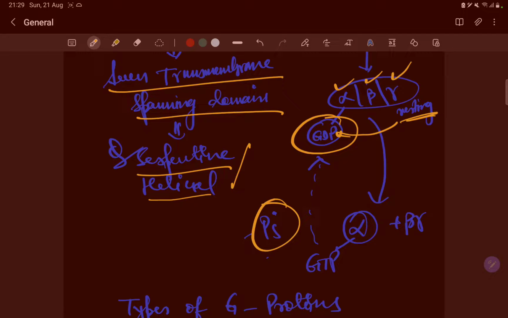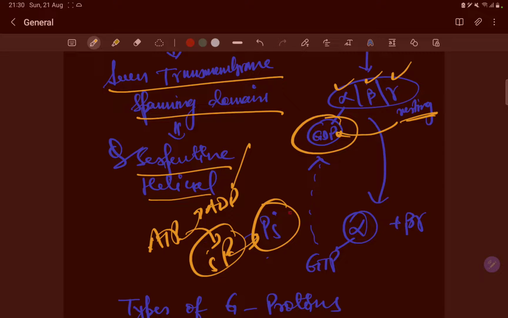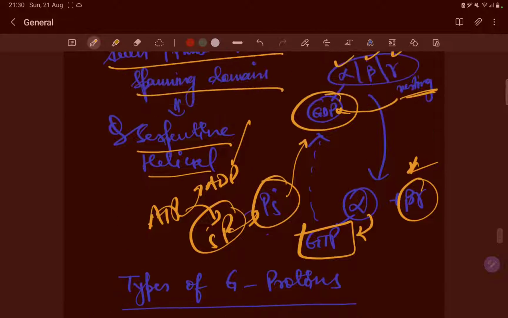Now if suppose ATP will be converted into ADP, and one inorganic phosphate, that is Pi, is released. Now it will bind to the GDP and convert it into GTP. Now this alpha will bind with the GTP and will leave the beta and gamma subunits, right? Now what happens, when GTP is hydrolyzed, it will release the inorganic phosphate. Now again this alpha will bind to the beta and gamma and form the resting phase G protein.